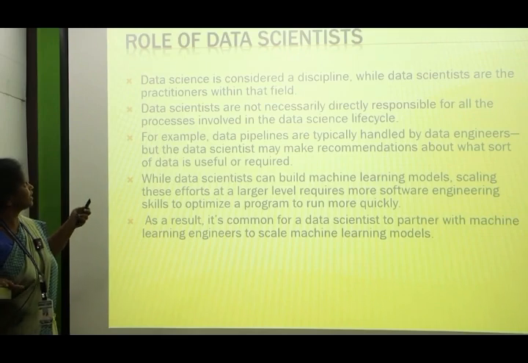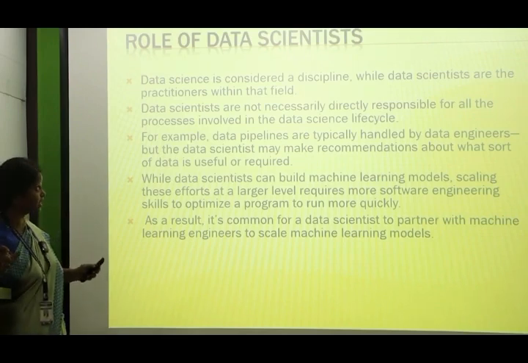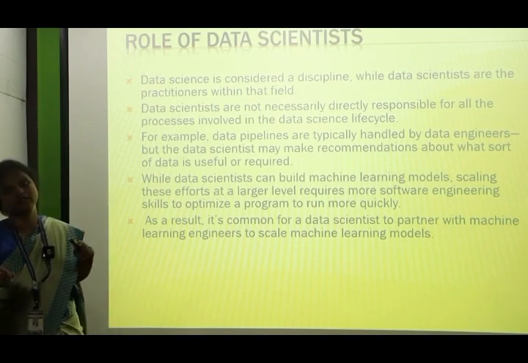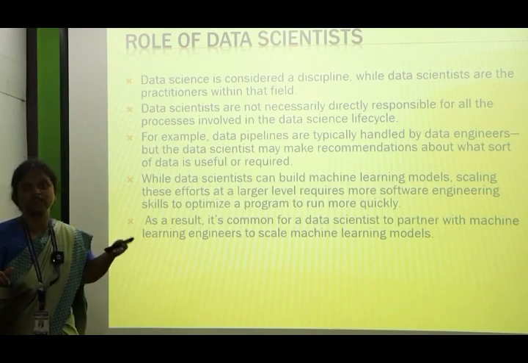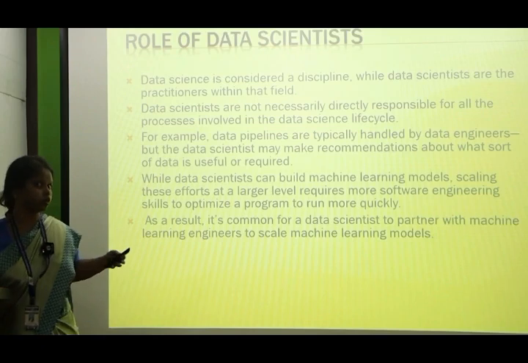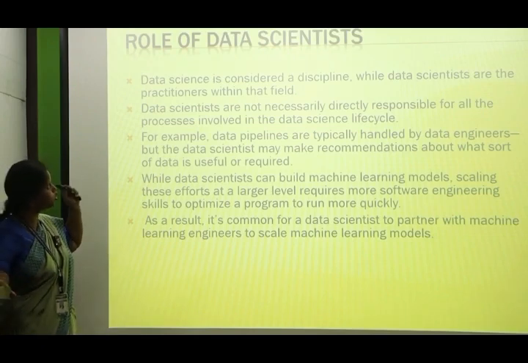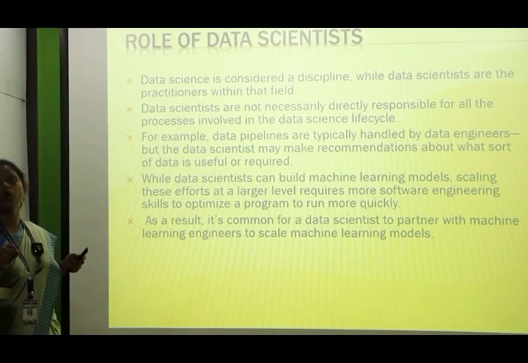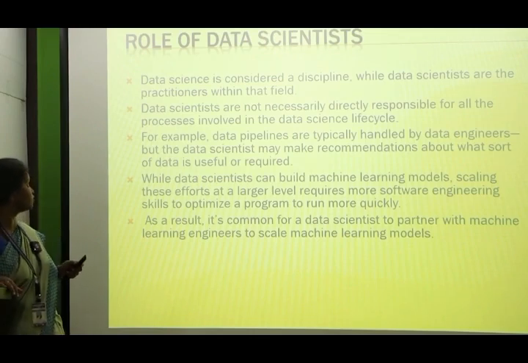Here, data science is considered a discipline. A discipline is a branch of study where data scientists are the practitioners. Practitioners means they are just like teachers and lecturers who know all the information. Data scientists are not directly responsible for the whole process, but without data scientists there is no data science process, that you have to know.